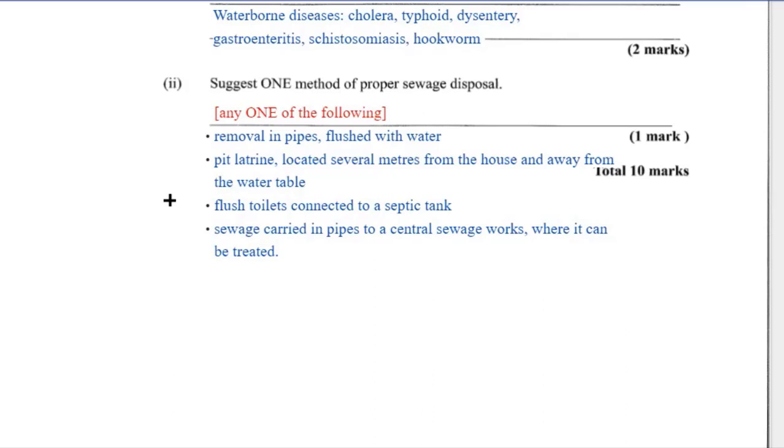The other three, those are different levels. So you have a pit latrine in more rural areas. You have your flush toilets connected to a septic tank that's at a small scale, household level. And then for huge towns and cities, you have sewage being carried to central sewage works where it can be treated.